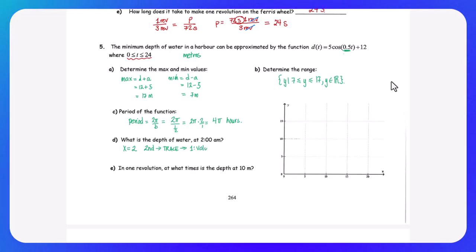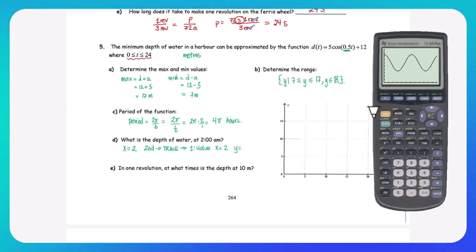Now, I know I have an old school calculator. If you've got a different model, maybe even a Casio, you can head on over to our tutorial page on the website and check out how your calculator works. And we're going to find when X equals 2, what does our Y value equal? So we're going to go second trace, 1 for value, and we're going to put X equals 2 in there. Then we hit enter and it gives us 14.7.